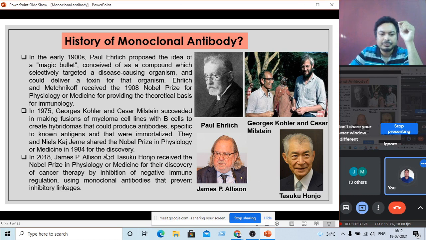Why? Because they produced a type of monoclonal antibody which can inhibit the growth of cancer cells. These two scientists were working on cancer cells. They produced specific antibodies for the cancer cell, and they can kill the cancer cell based on the monoclonal antibody. Based on this discovery, both scientists, James P. Allison and Tasuku Honjo, got the Nobel Prize. So three different groups of scientists got Nobel Prizes based on the monoclonal antibody. This is the glorious history of the monoclonal antibody.